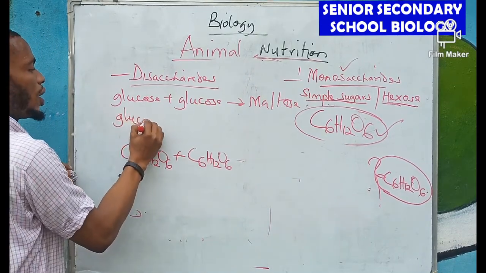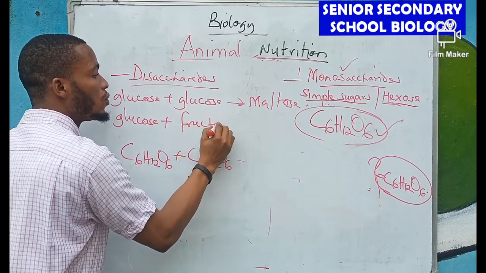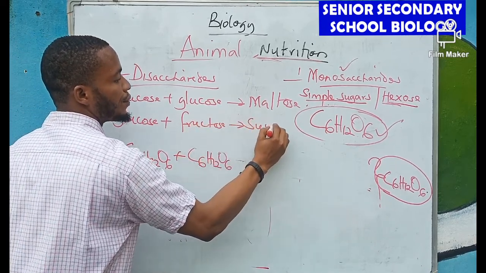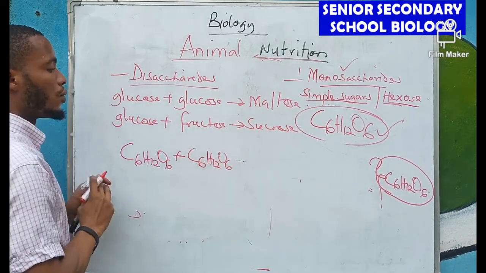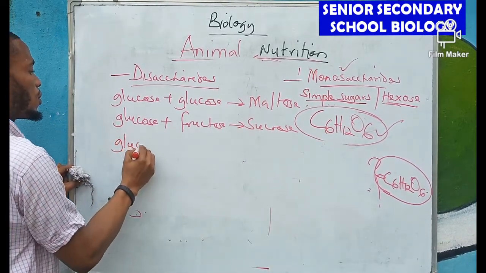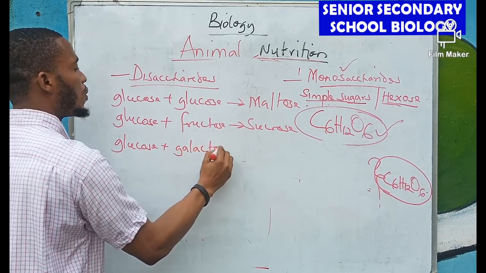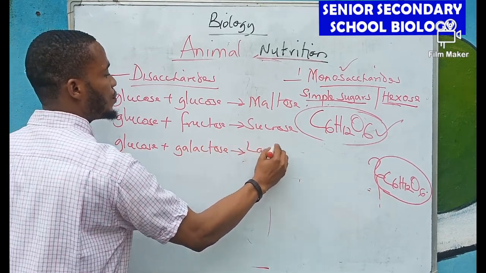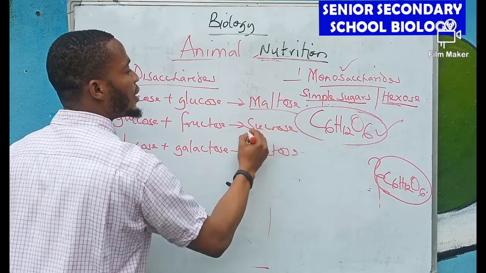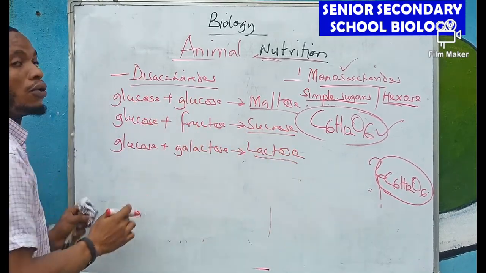Glucose, and then another monosaccharide again, plus fructose will give you sucrose. Now glucose plus galactose will give you lactose. So these now are the disaccharides formed from the combination of two monosaccharides.